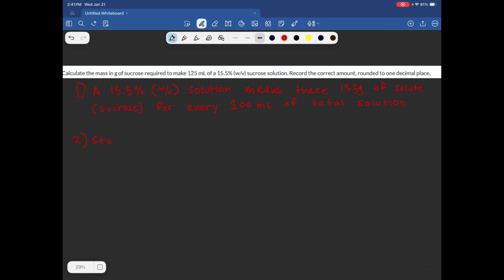So we're going to use the standard weight over volume formula. So that is percentage weight over volume equals mass of solute in grams over volume of solution in milliliters, and we're going to multiply this all by 100.